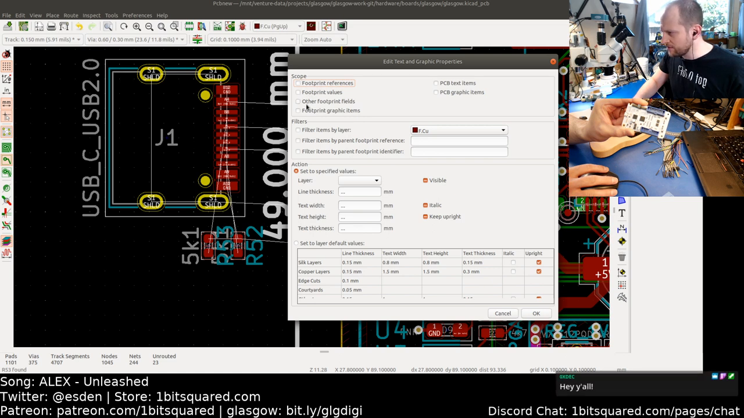Footprint references, footprint values, other footprint fields. So I can say, please change all footprint references. And I still don't understand how this selection mechanism works, where you have like, I want just diodes. Is that how it works? But it didn't work when I tried it. So I have to play with that dialogue and learn how to use it better, I think. And then set layer default values and association, set specific values, thickness and which layer.